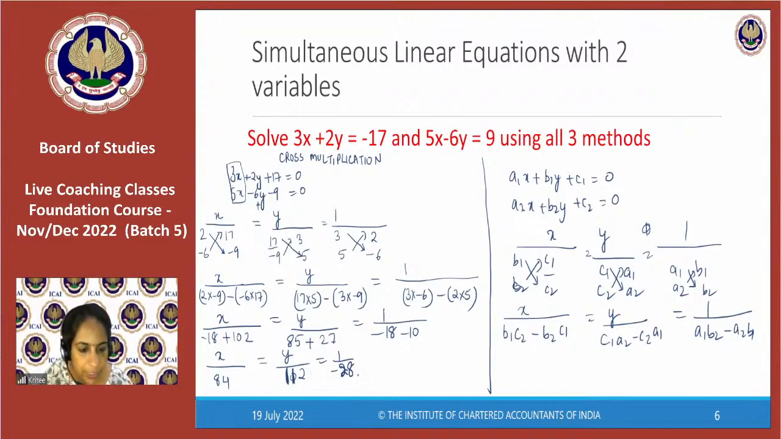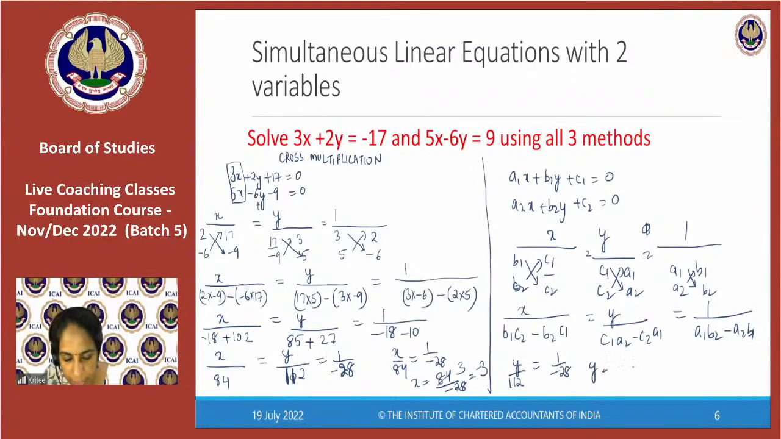So now we will take these equations individually. x upon 84 equals 1 upon minus 28. Then x is equal to 84 upon minus 28. Okay. And 28 threes are 84. So we get x value as minus 3. y upon 112 is equal to 1 by minus 28. So y is equal to 112 by minus 28. So 28 fours are 112.